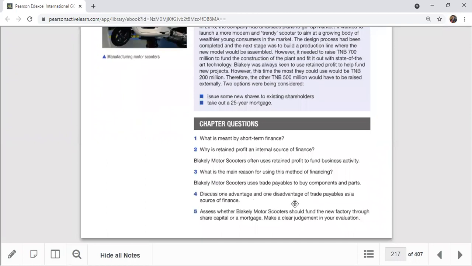Discuss one advantage, one disadvantage, trade. We discuss that one. The fifth question is: assess whether Berkeley Motor Scooter should fund the new factory through share capital or mortgage. Make a clear judgment in your evaluation.